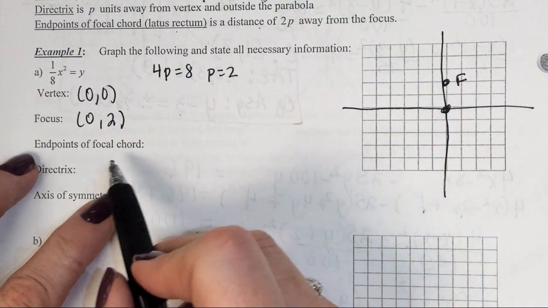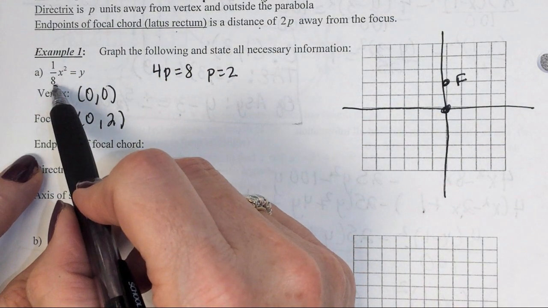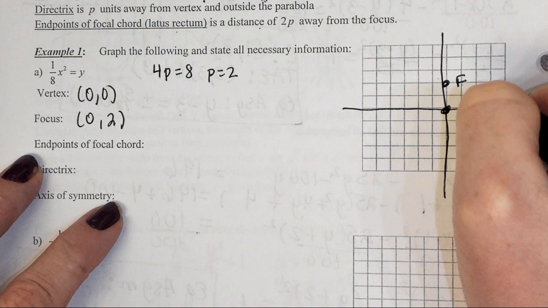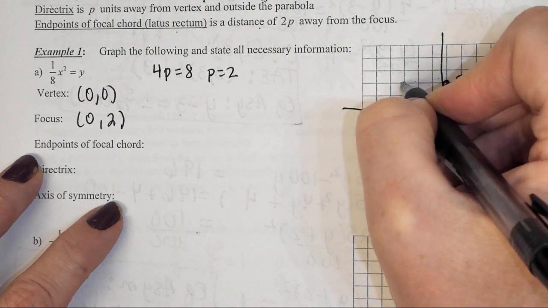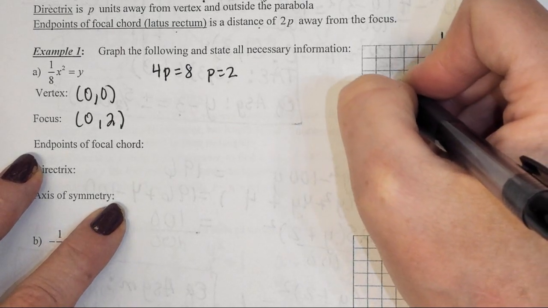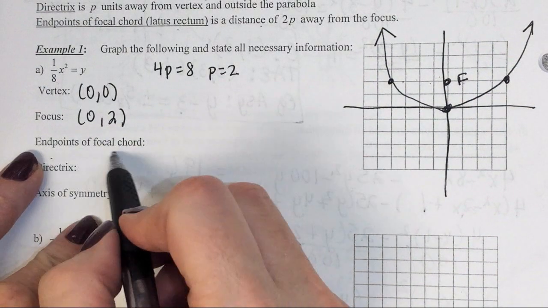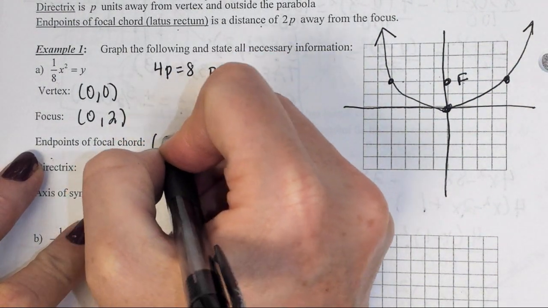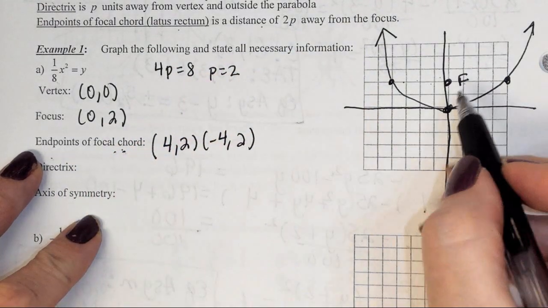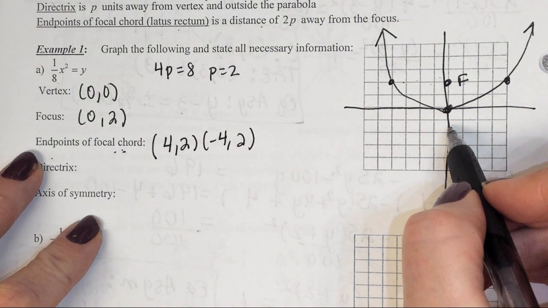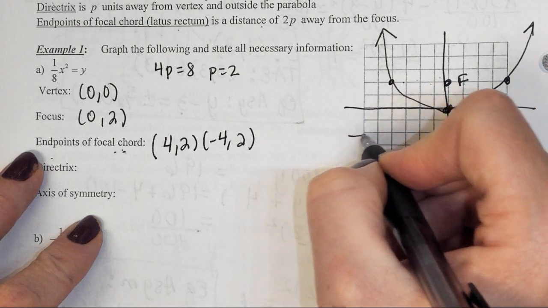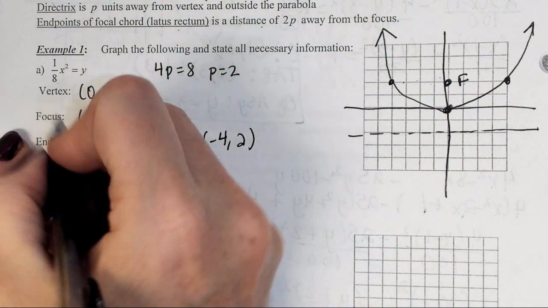Now the focal chord is going to have a total length of 8 units. So how far am I going to go in each direction? 4. So I'm going to go 4 to the right, and I'm going to go 4 to the left. And that's going to be the way my parabola is going to look. So those focal chord endpoints right there are going to be at (4, 2) and (-4, 2). The directrix has to be p units outside of the parabola from the vertex. So if I go out this way 2 units, that puts me right here. What's the equation of that line?